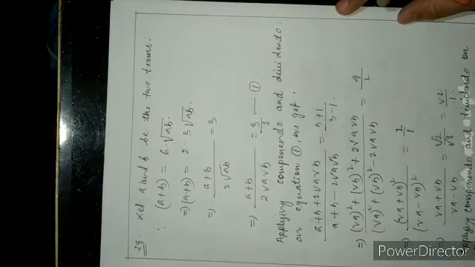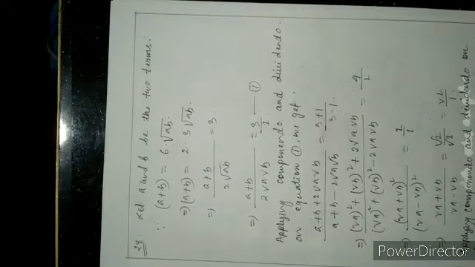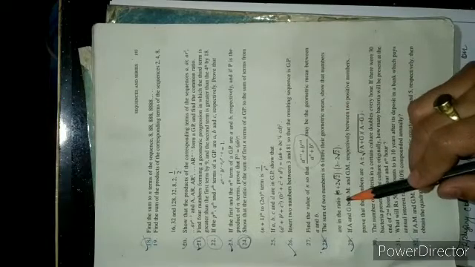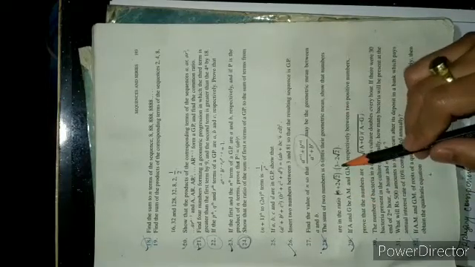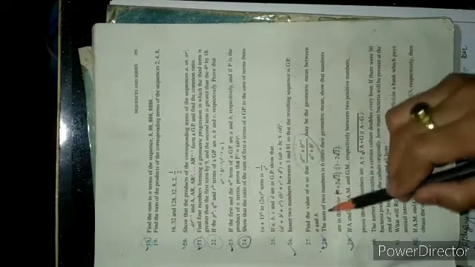Let a and b be any two positive numbers. Question number 28: the sum of the two numbers is 6 times their geometric mean. The sum of the two numbers is 6 times their geometric mean, so that the numbers are in the ratio 3 plus 2 root 2 is to 3 minus 2 root 2.